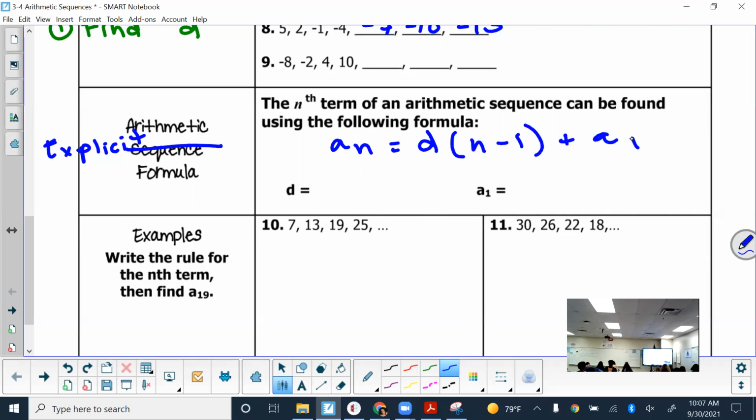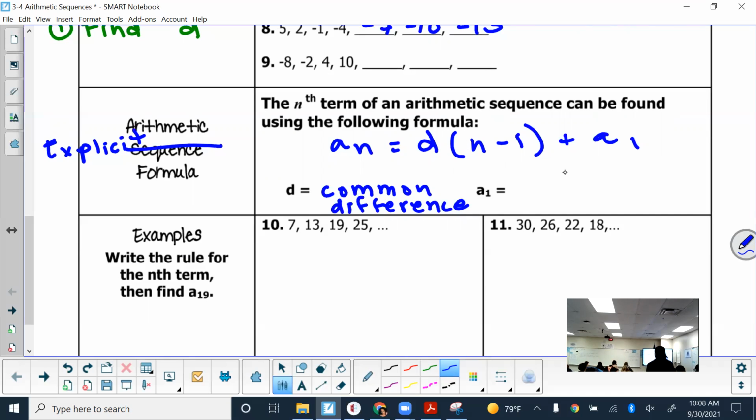All right, so the D, what does the D represent? Like how I did up here? The common difference. So fill that in here. So again, I'm not making you memorize the formula, but you need to know how to use it. And in order to use it, you need to know what D means. So the D means common difference.